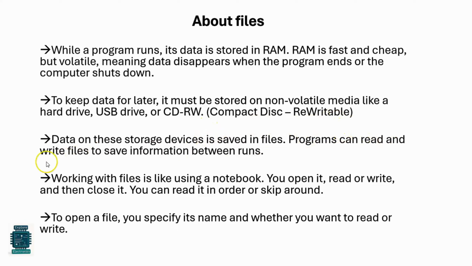Programs can read and write files to save information between runs. Which means, to save the information between runs, a program uses file input and output, which writes the data from the program's volatile memory, that is RAM, to a permanent storage medium such as a hard drive, USB drive, and CD-RW.